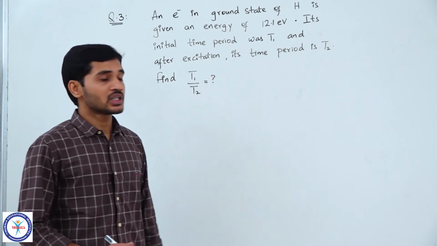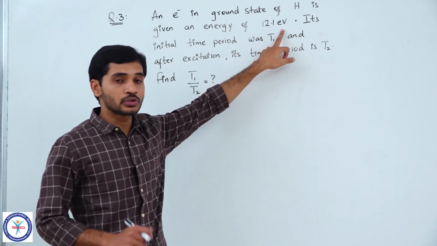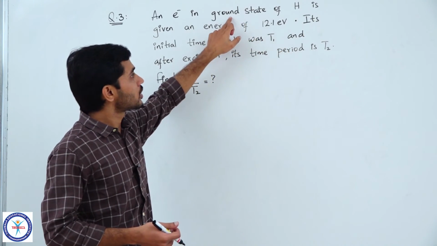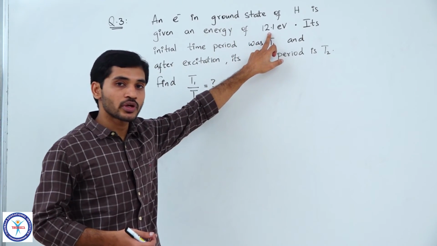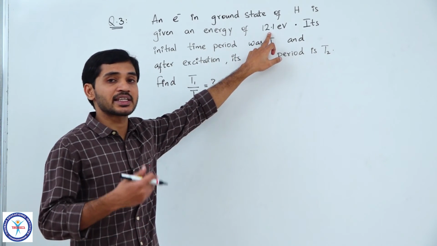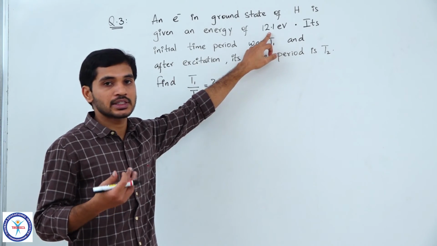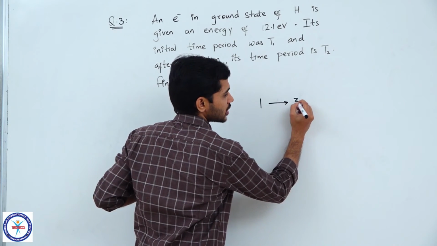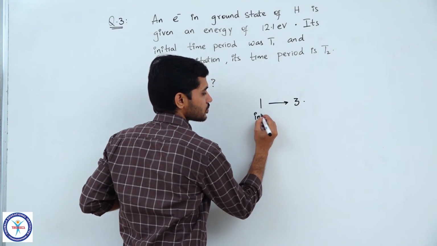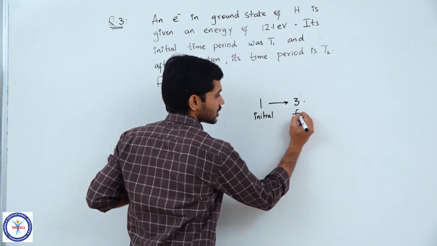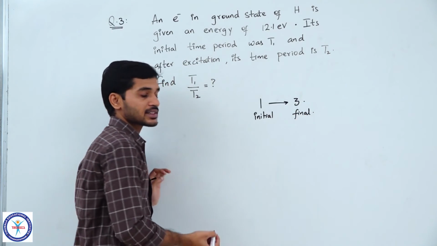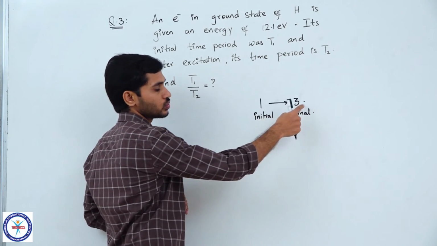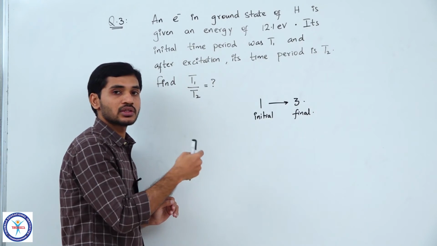I have already told you earlier, by looking at 12.1 you should immediately get the idea of which transition it corresponds to. An electron in the ground state, when supplied with 12.1 electron volts of energy, gets excited to the third state. So here the transition is from 1 to 3. This is the initial state and this is the final state. Now they are asking us to find the ratio of the time period in the first orbit to the time period of the electron in the third orbit.